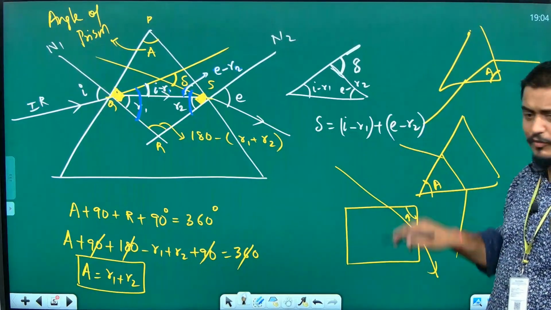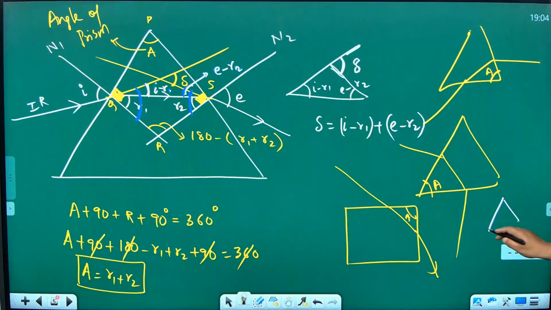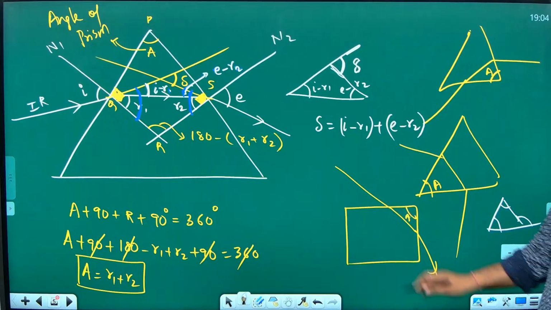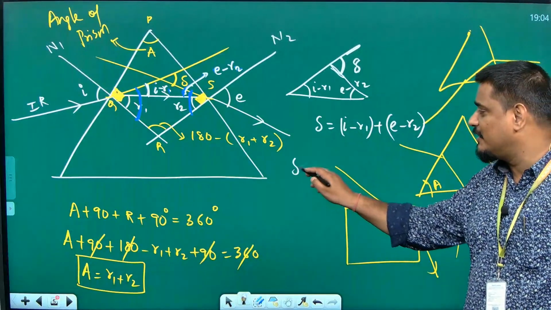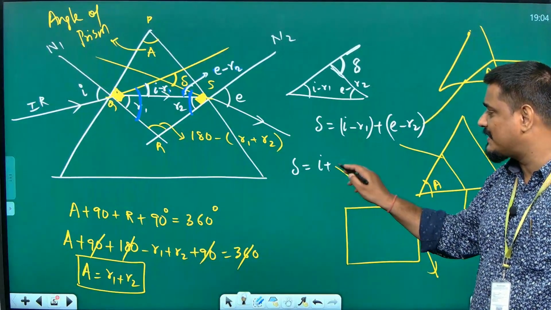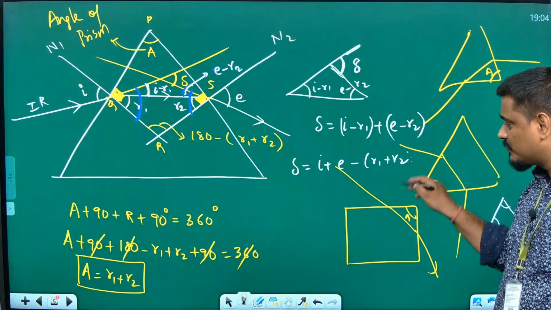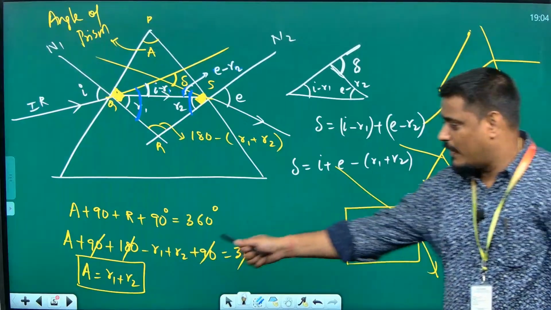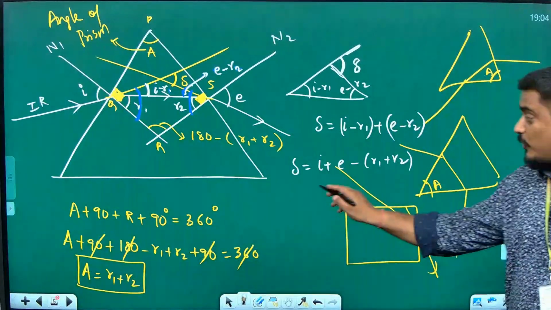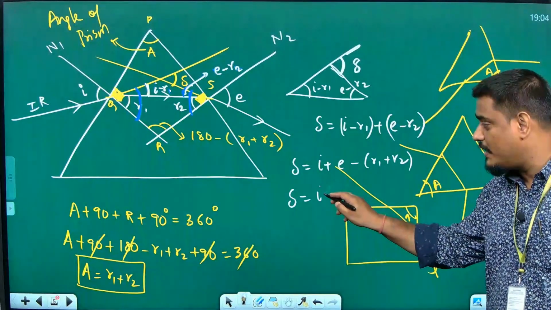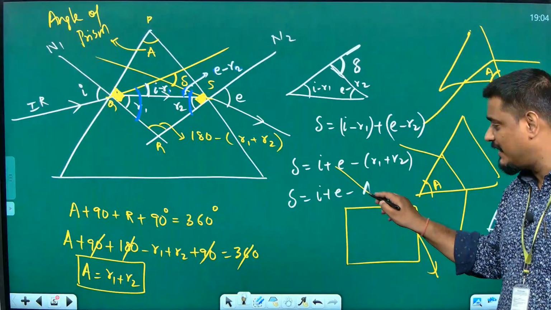You know this rule of triangle? Yes, exterior angle property of a triangle. This plus this will always be equal to this. Studied in 9th standard, right? Now from here I can write delta is equal to I plus E minus (R1 plus R2). What is R1 plus R2? A. So I can write delta is equal to I plus E minus A.